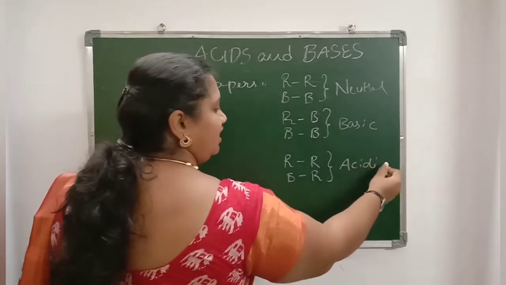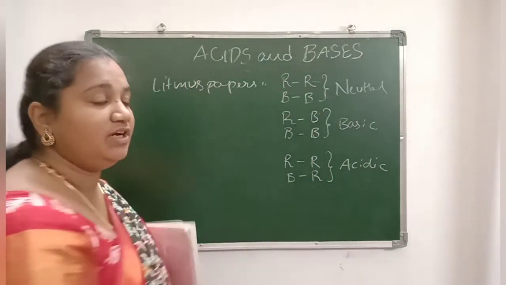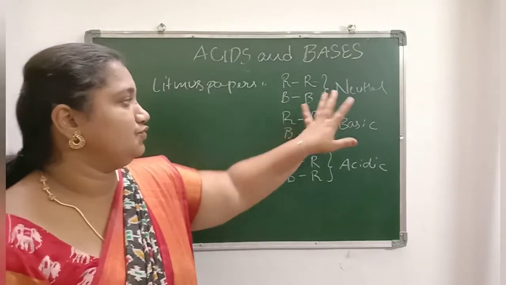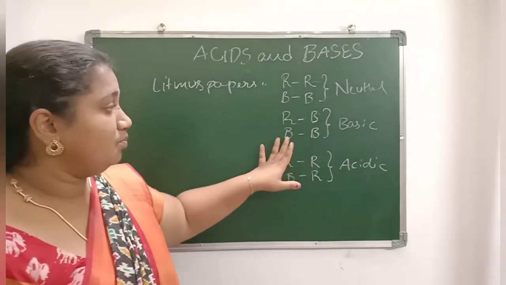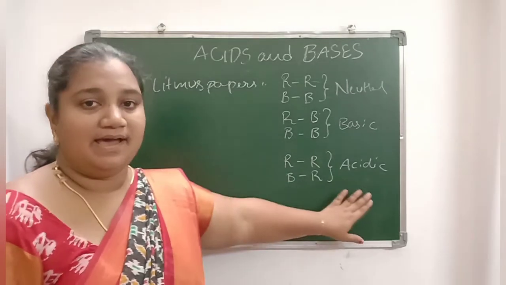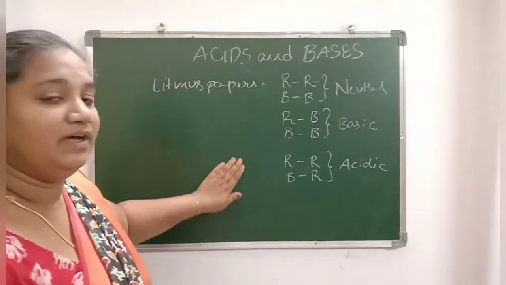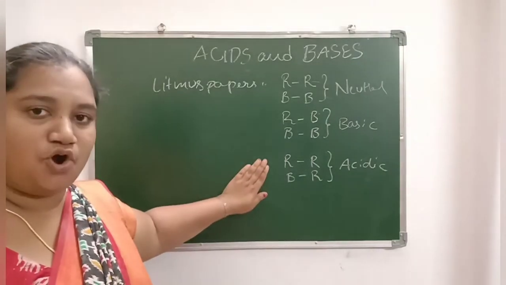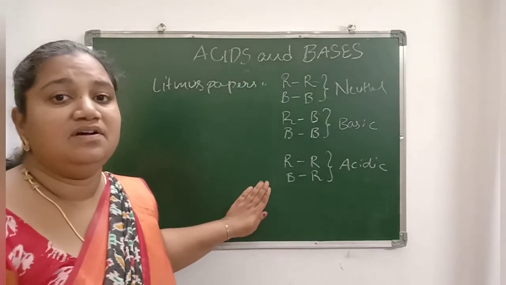Just note down in your classwork, children, the reactions of litmus papers. Red to red neutral, blue to blue neutral, red to blue basic, blue to blue basic, and red to red and blue to red is acidic. These are the reactions of litmus papers. Just note down in your classwork these reactions in a short way so that you will never forget.